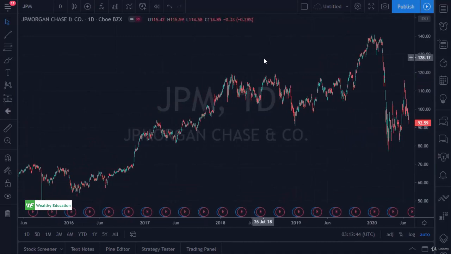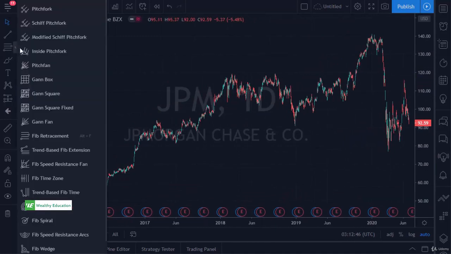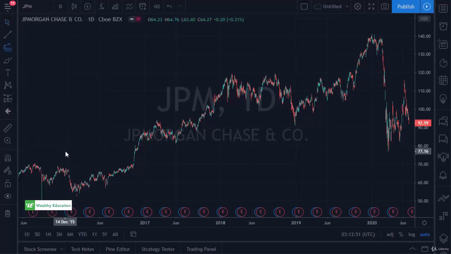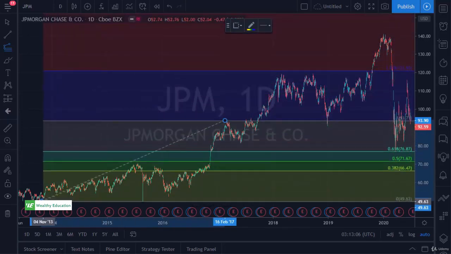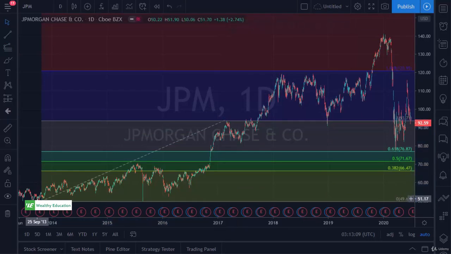Now, I previewed the extension. Now, the extension, trend-based fib extension, the extension simply tells you where a trade may go. So, for example, if you were in this move, and you're dragging from the swing low to the swing high in this case because you're talking about uptrend.